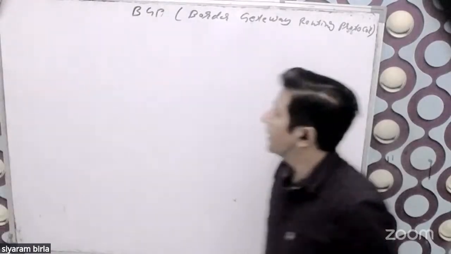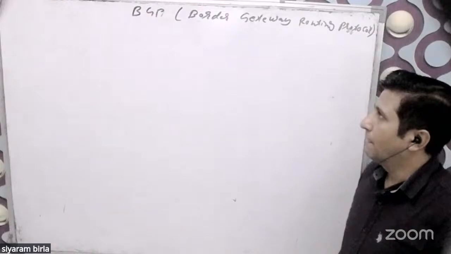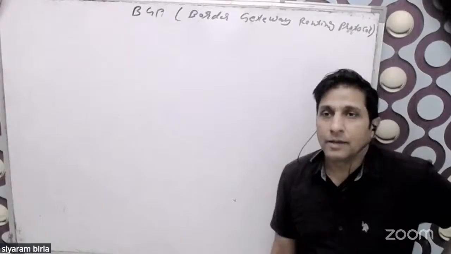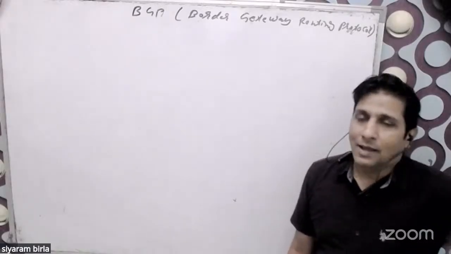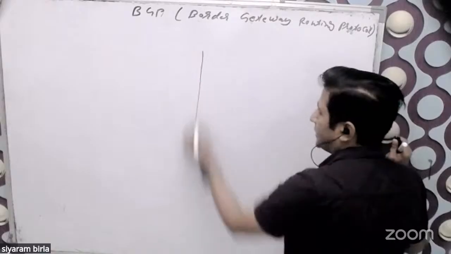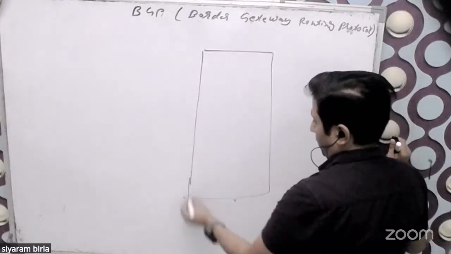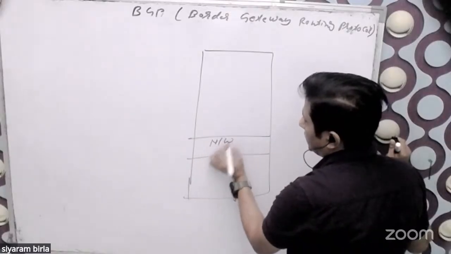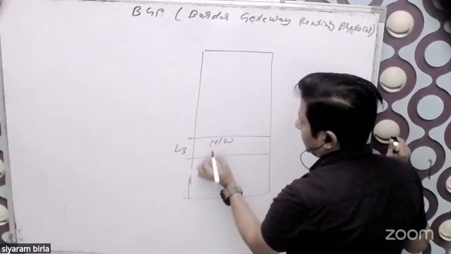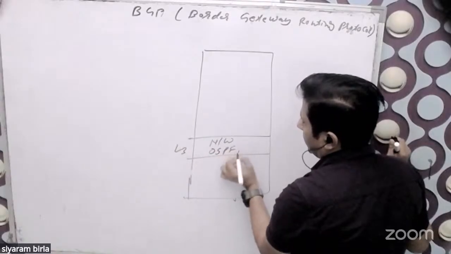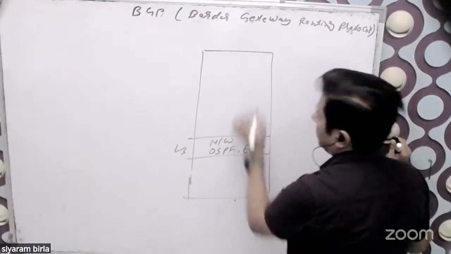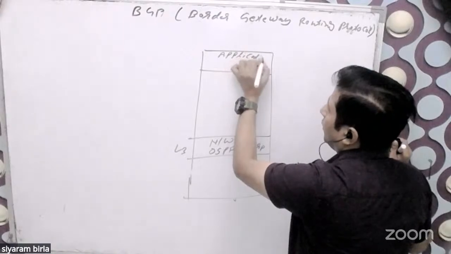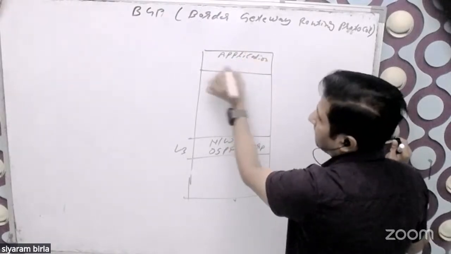So this is BGP, Border Gateway Protocol. Suppose in the BGP, which one is the fastest? This is the OSI model. EIGRP and OSPF work at layer 3. BGP works at the application layer in the OSI model.